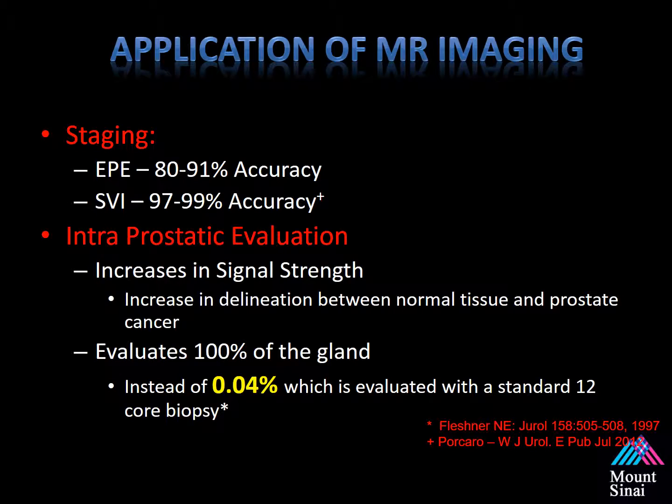But the biggest gain is intraprostatic evaluation with increases in signal strength from field strength as well as using endorectal coils. There's an increase in delineation between normal tissue and prostate cancer. And the big difference is you evaluate 100% of the gland using imaging instead of the 12-core biopsy, which only evaluates 0.4% in patients with an elevated PSA.